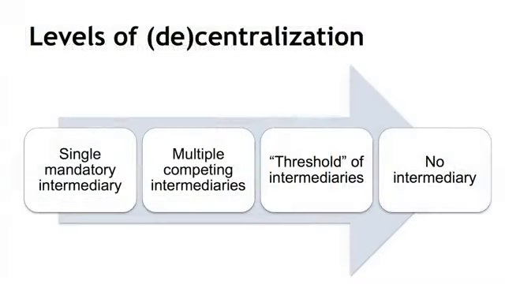Okay, so let's put what we've seen in a spectrum. On the one end, in terms of the most centralized system is a single mandatory intermediary. We also just looked at multiple competing intermediaries. And there's one more intermediate step, which I'm calling a threshold of intermediaries. We haven't looked at that so far. We'll see that near the end. But finally, what we started out seeing with smart property is complete disintermediation, no intermediary. So I would put all of these on a spectrum. It's not completely distinct categories, but it's useful conceptually to think of them that way.